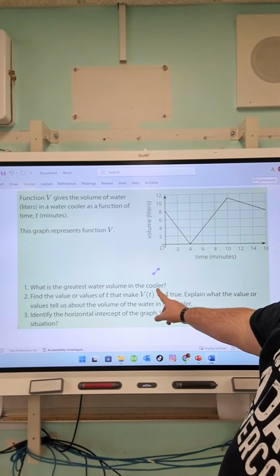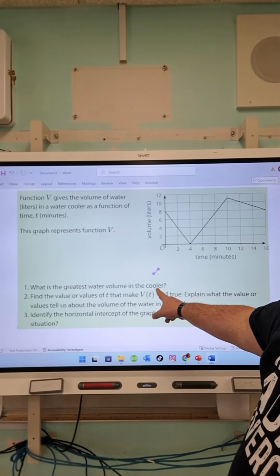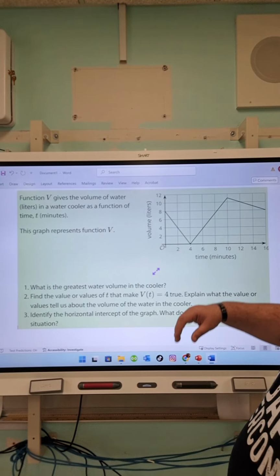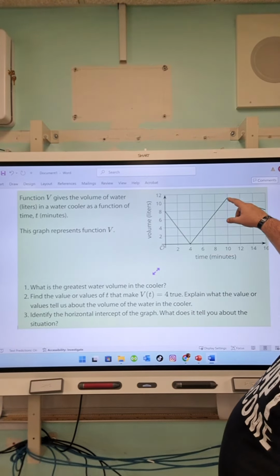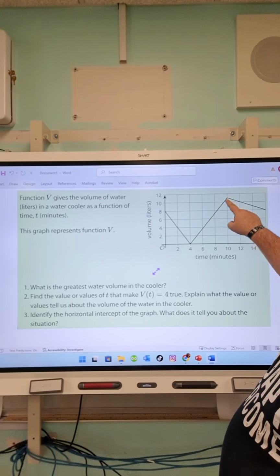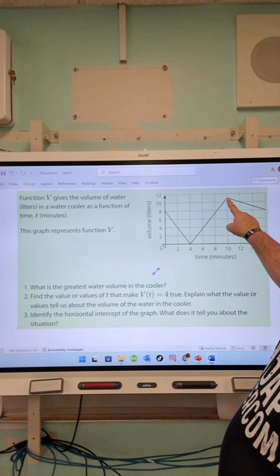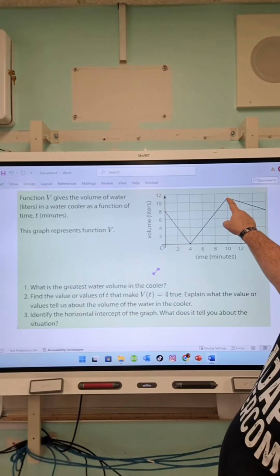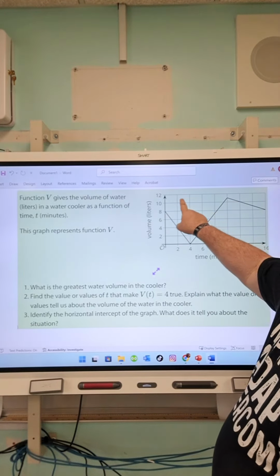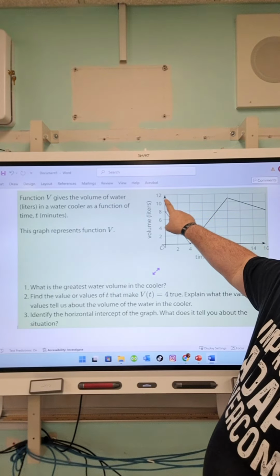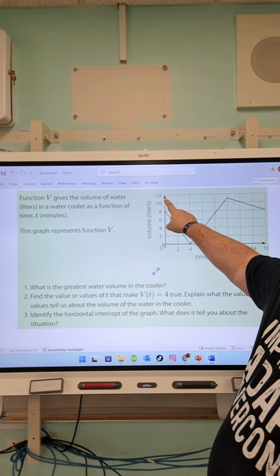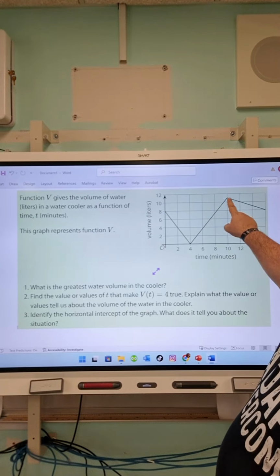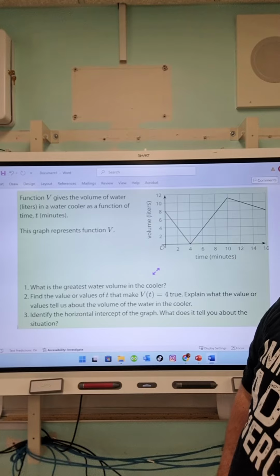Question number 1, what is the greatest volume in the cooler? So volume is represented by our Y values. So what we want to look for is the highest point on the graph, and we see that right here at this peak. Once we find that highest point, it's the Y value we're concerned about. So we're going to look to the left, and we're going to see that we are halfway between 10 and 12 liters. That means the greatest water volume in the cooler is 11 liters.